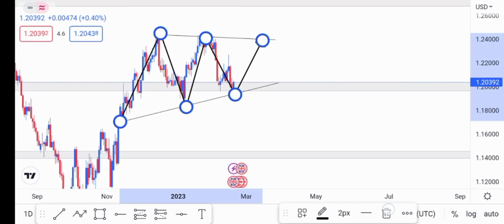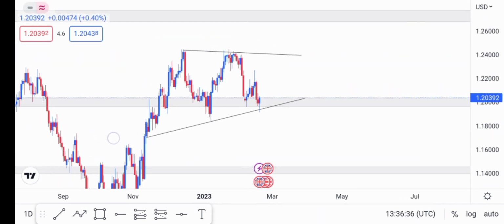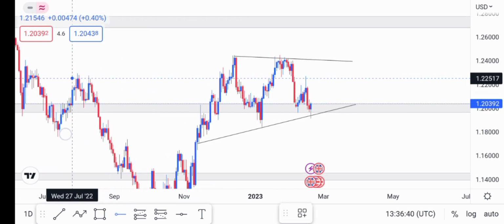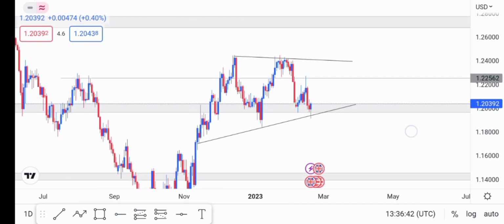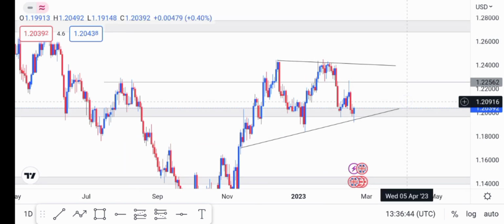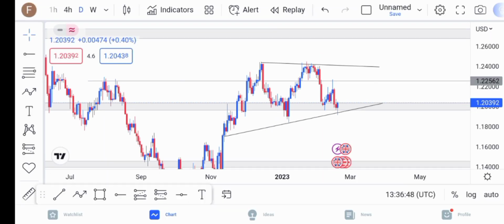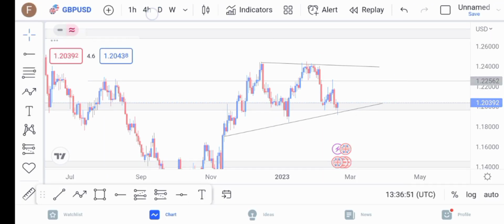So let us move to the lower time frame, because this is what I'm seeing here. But wait, I'm seeing this level here as well. So let me mark it out. You can see this level here has been respected. So this could play as an important take profit for us. Let us move to the 4 hour time frame.